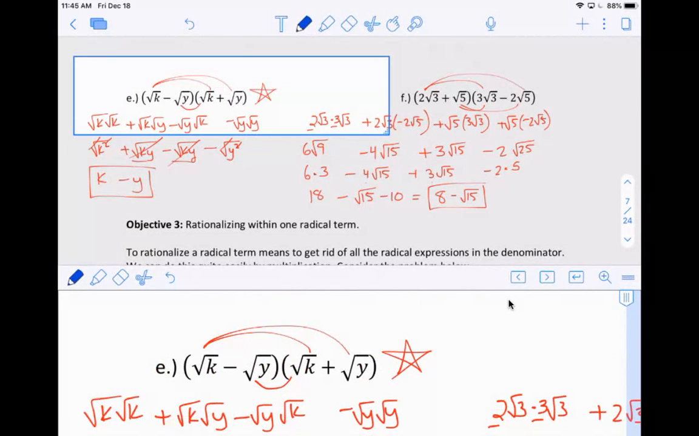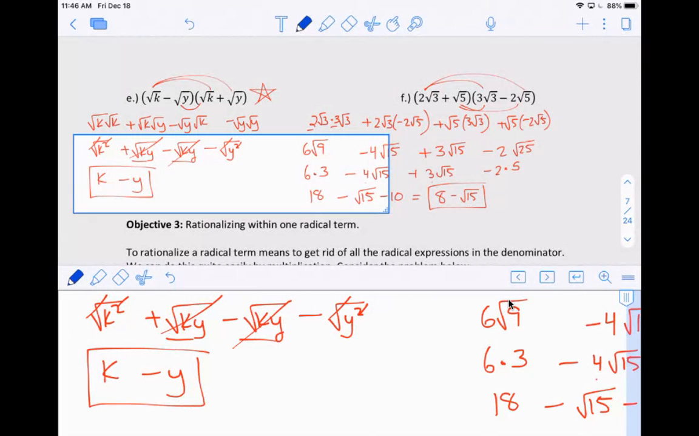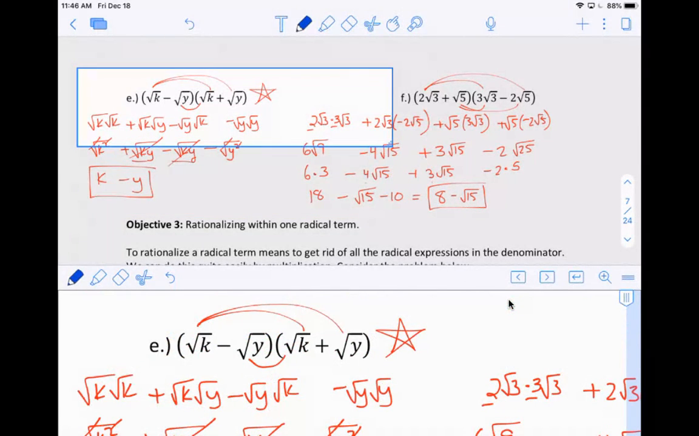Pardon me, this is still 8.3. It was letter E. It had all these k's and radicals in there. Okay, notice what the final answer ended up being. There was no radicals in there whatsoever. Now, this didn't happen because of anything special. It was just a multiplication problem, but we can use this idea to help us now rationalize things.